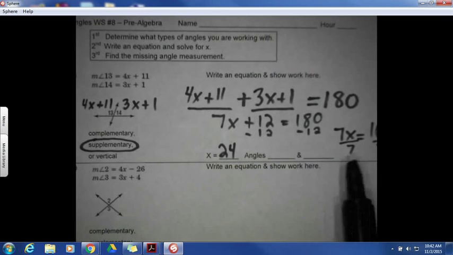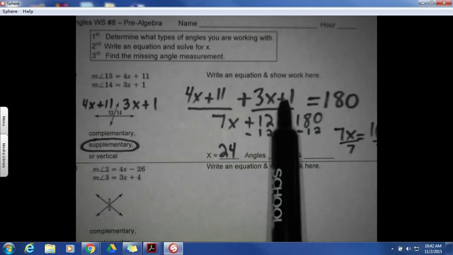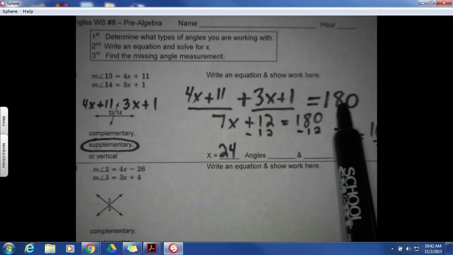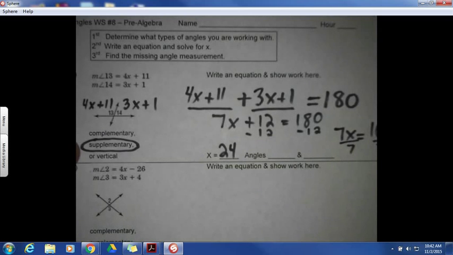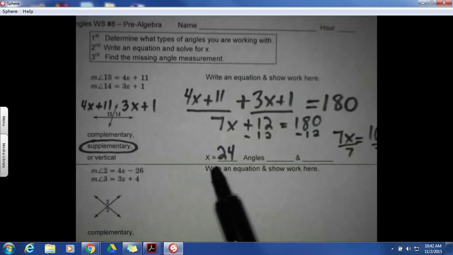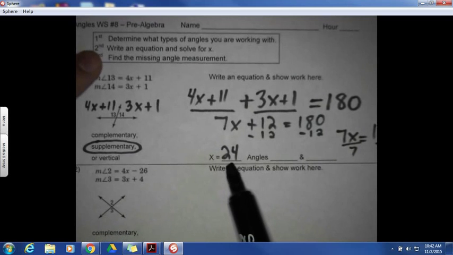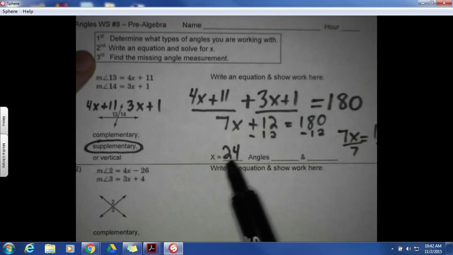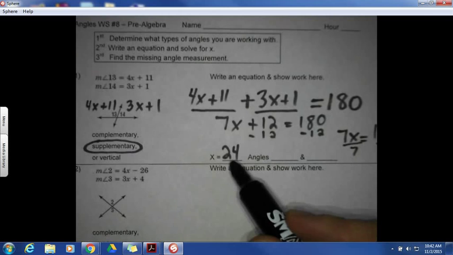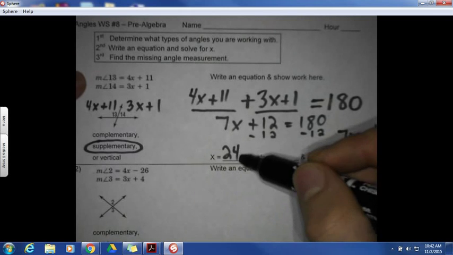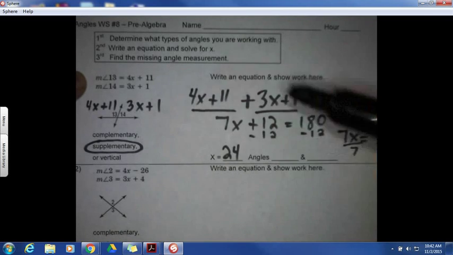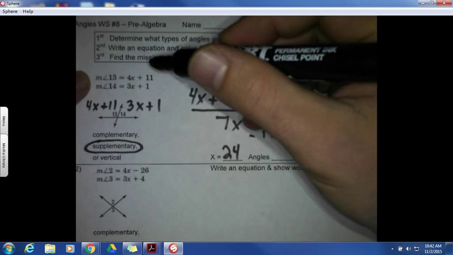Again, we solved for x by adding our angles together, setting equal to 180, because these are supplementary angles. Then we solved for x. Well, what does that mean? What does x mean? We can use x to find our missing angle measurement, which is what we're trying to do. That's our objective. So in order to do that, we're going to plug in our x. Here we have x equals 24. We're going to plug in our x back into our original equation.